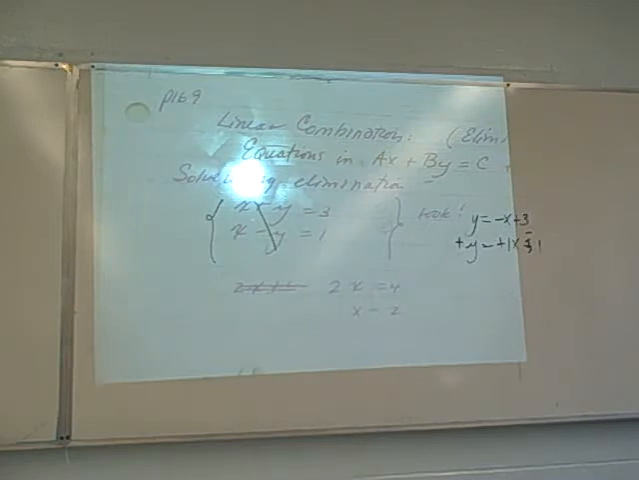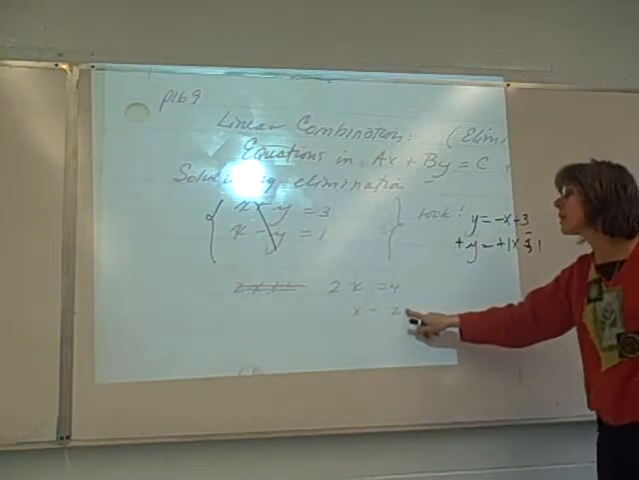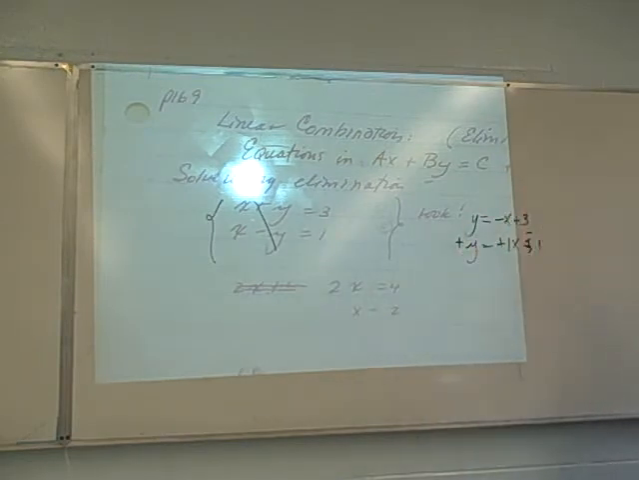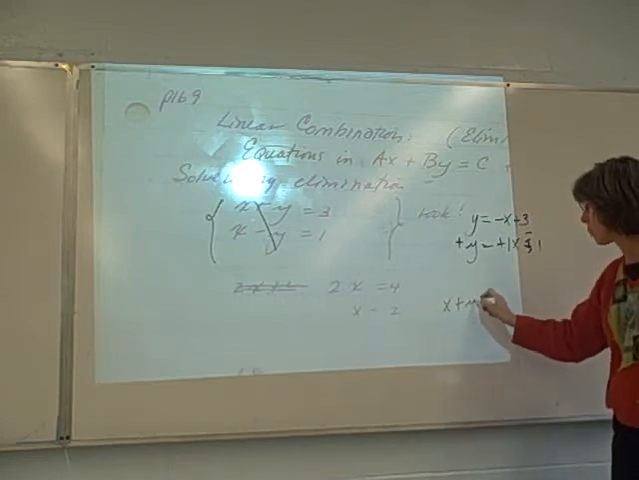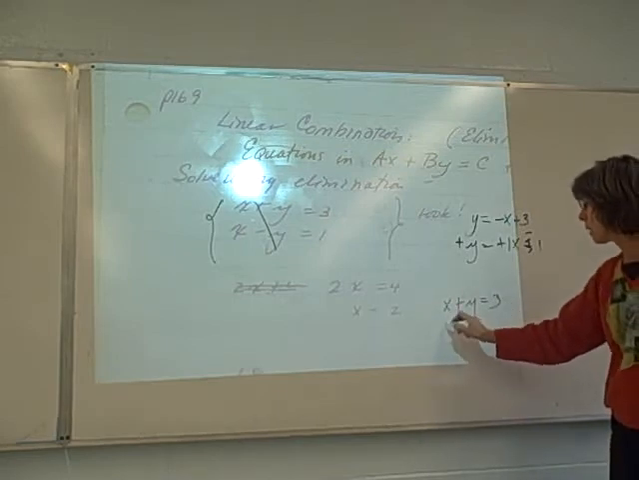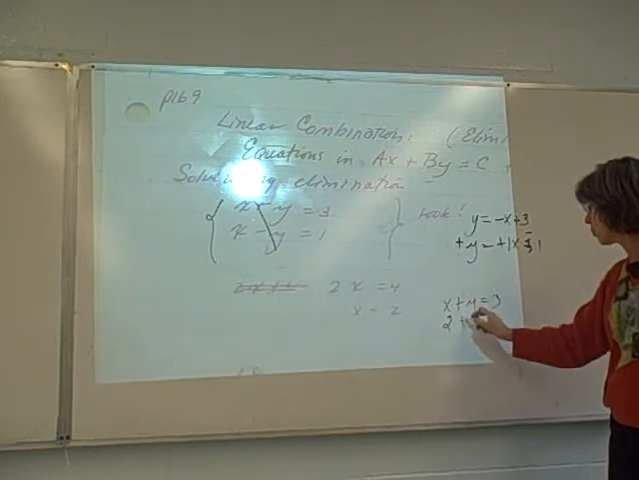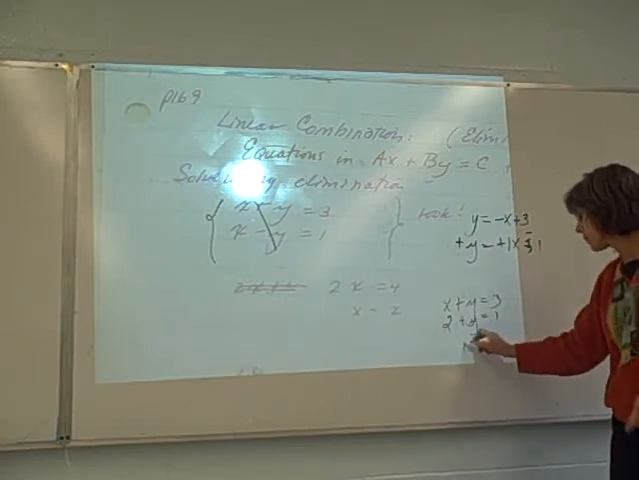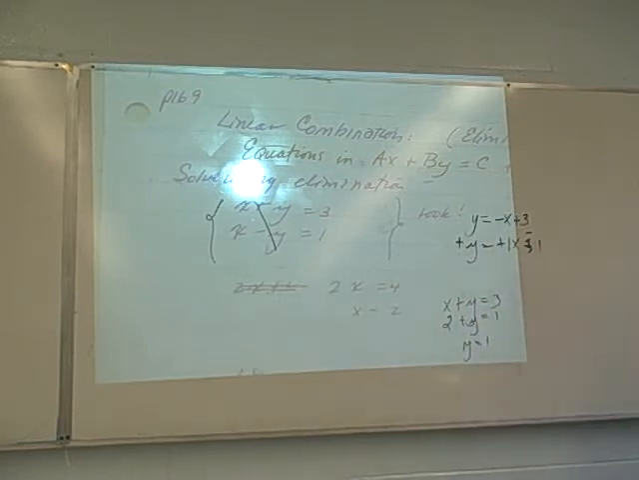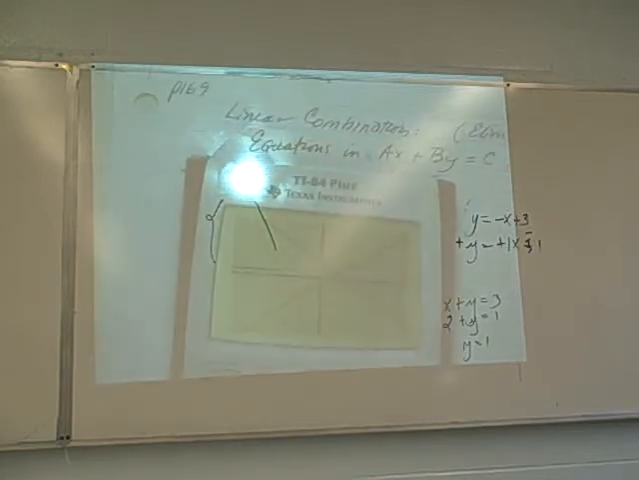Now can we use this to go back and do substitution? I have x plus y equals 3. And I know that if x is 2, what will y equal? 1. Let's graph y is equal to 1. And then graph all 3. Okay, so they all go through that same point. And that's why linear combination works.